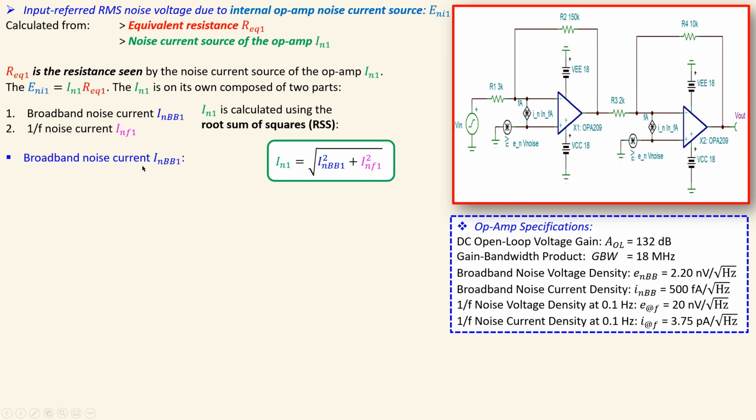So the broadband noise current is given by this expression, and again you take this from the datasheet, which is shown here, 500 femtoamps per root hertz. This is of course your noise bandwidth. If you now substitute the value, we will get 372 picoamps RMS.